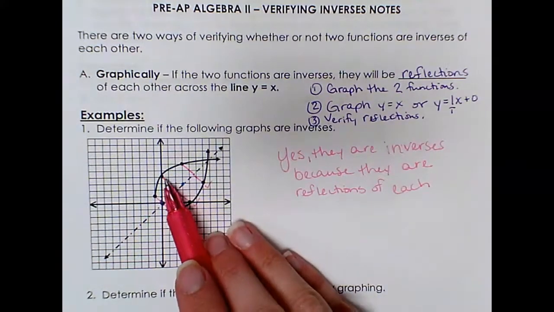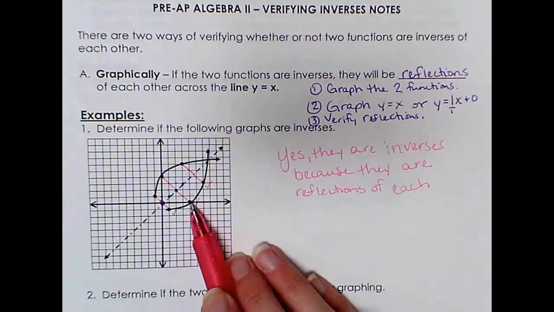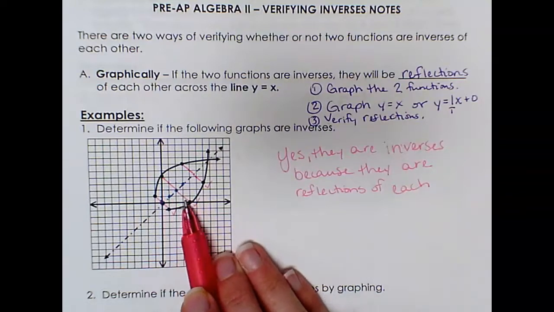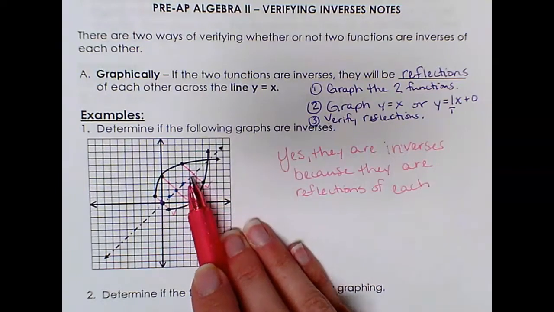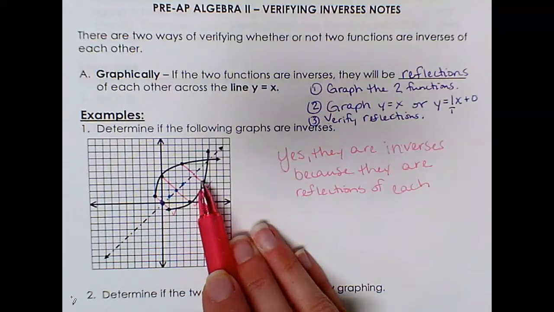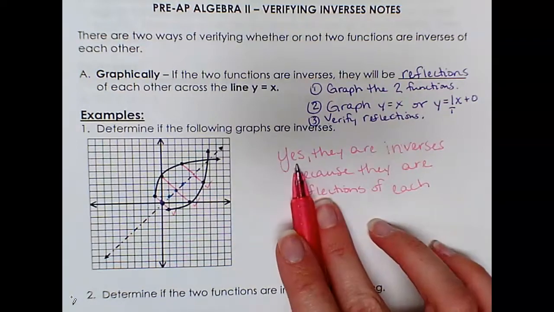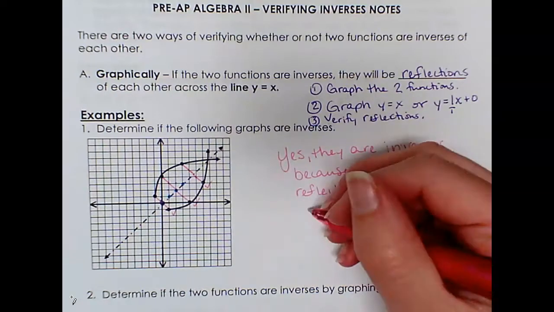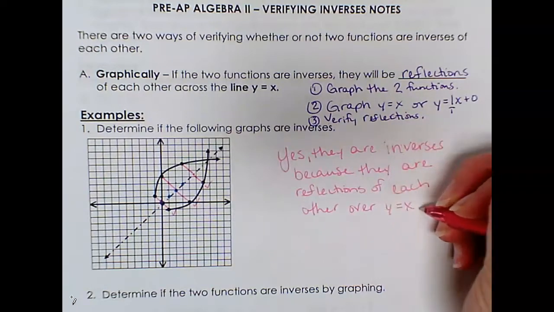I'm trying to decide if this point is reflected over the line y equals x to give me this point. That's happened here: I go 1, 2 diagonals, and then 1, 2 diagonals. This is good. Then I do the same thing with this point, 1.5 diagonals, and then 1/2 and 1 diagonals, and I end up back on this curve, which is good. That's what I want. So I've determined that yes, these two graphs are inverses of each other because they're reflections of each other over the line y equals x.